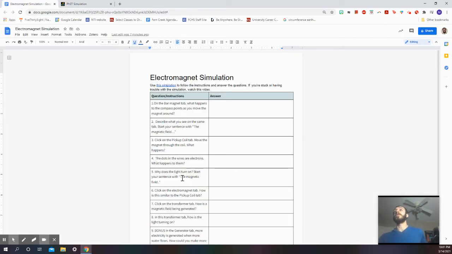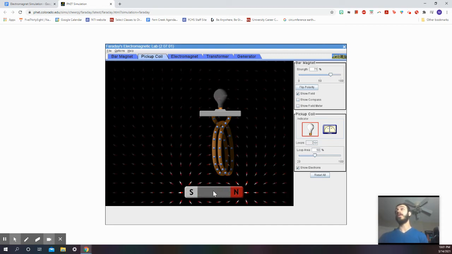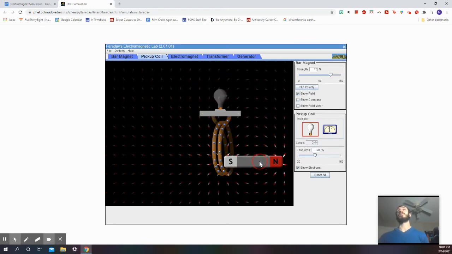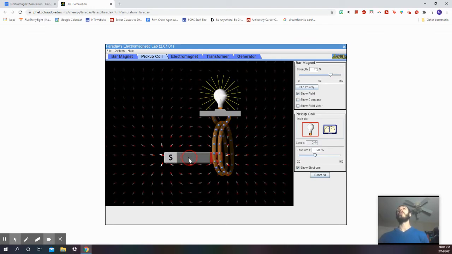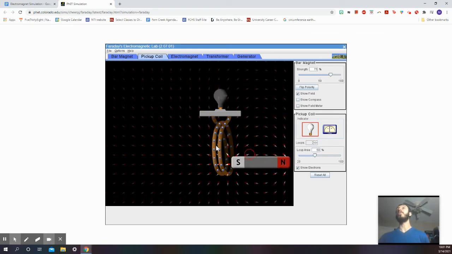So there's your sentence starter here. It says, the magnetic field. You should be thinking about the magnetic field moving, and that's what generates electricity by moving the electrons, and that makes that light turn on. So what I would say here is something like, when I move the magnetic field in between the coils of wire change, this moves electrons, generating electricity and turning the light on.